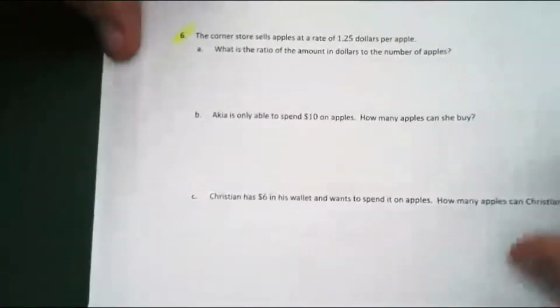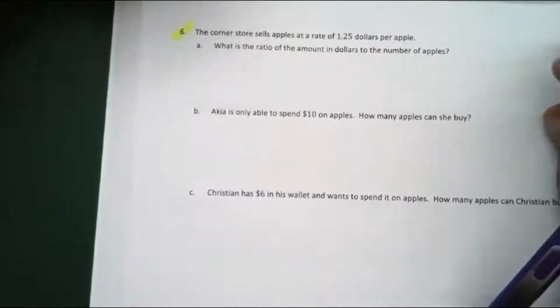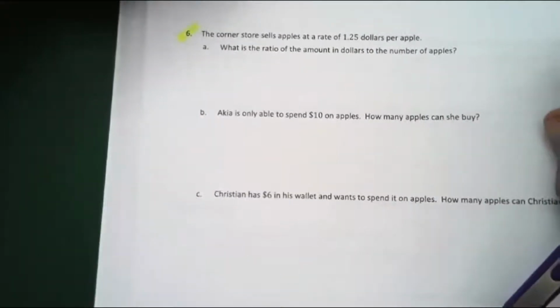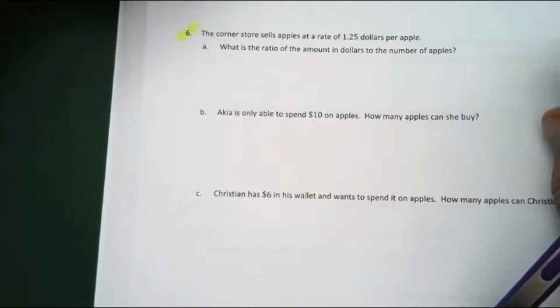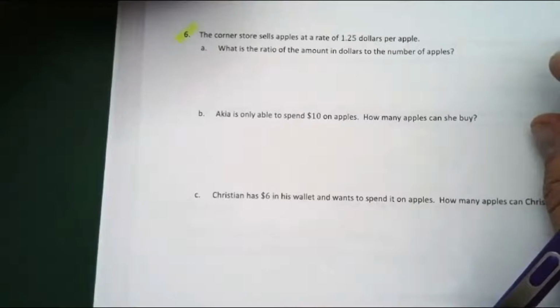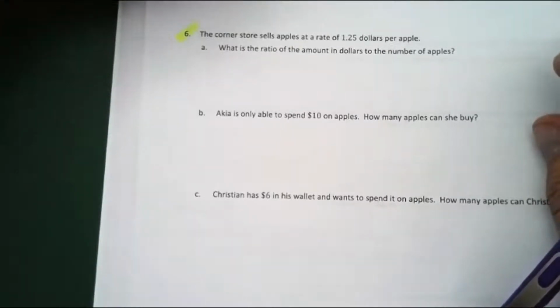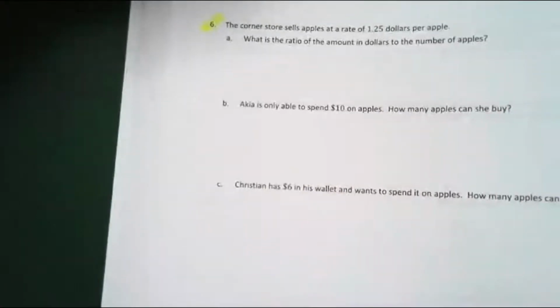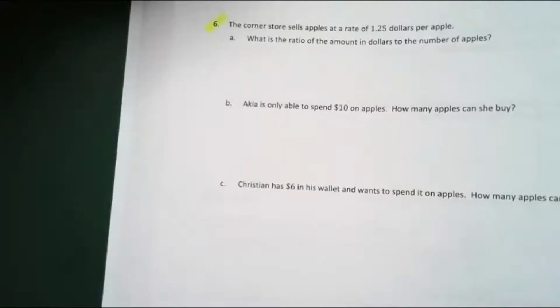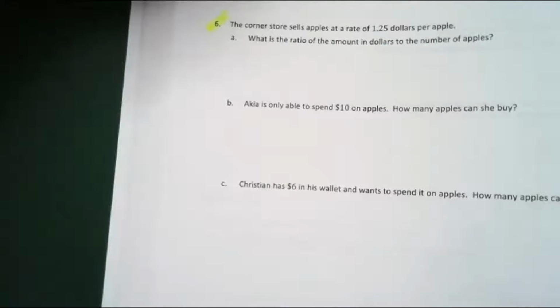All right. So, the corner store here sells apples. They sell apples at a rate of $1.25 per apple. So what's the ratio of the amount of dollars to the number of apples? Well, we got $1.25, okay? Now, the problem is we don't want to deal with decimals when we're talking about ratios. So I got to find a way to convert $1.25 to a whole number.